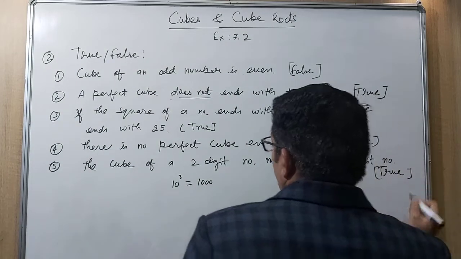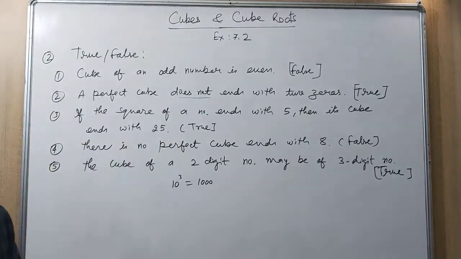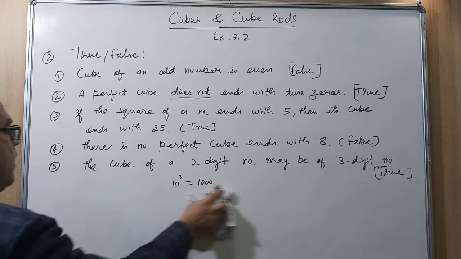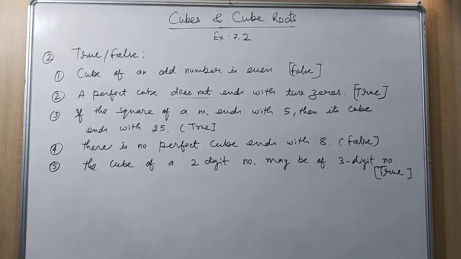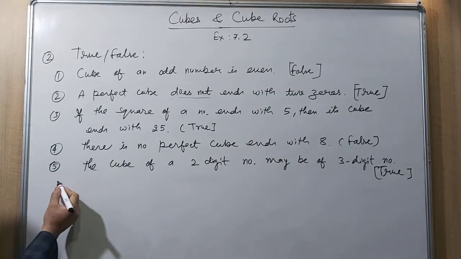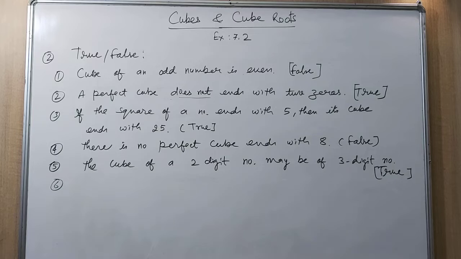Cube of a 2-digit number may be a 3-digit number. It is true. It may be true. Question number 6 now, sixth part. The cube of a 2-digit number may have 7 or more digits.